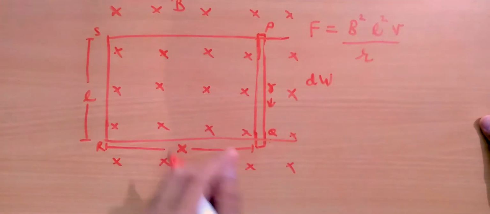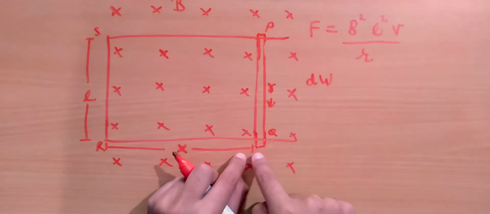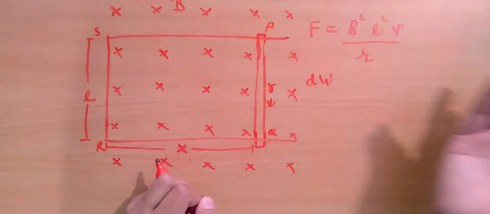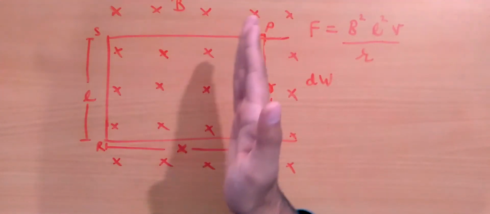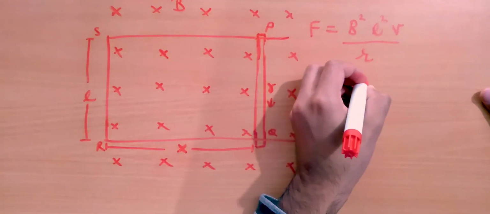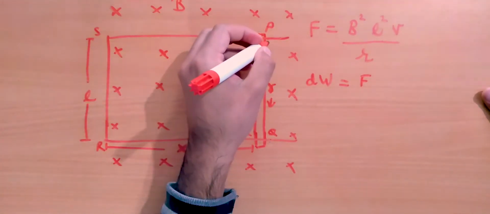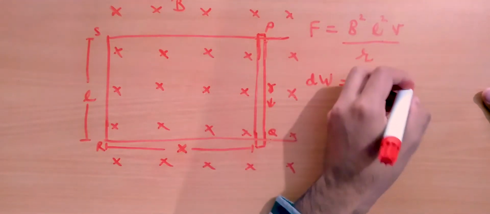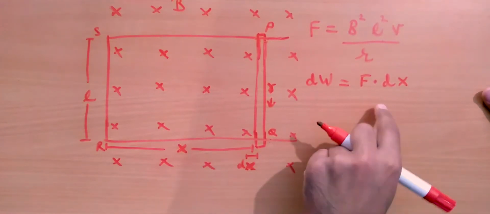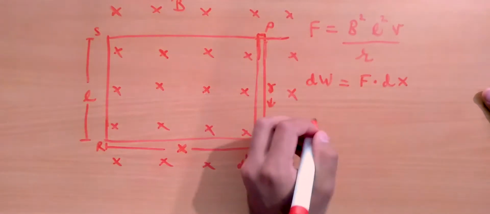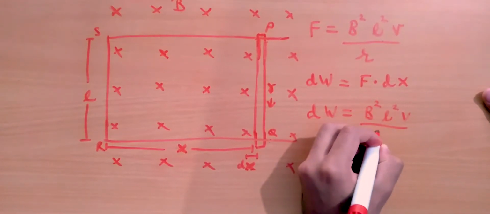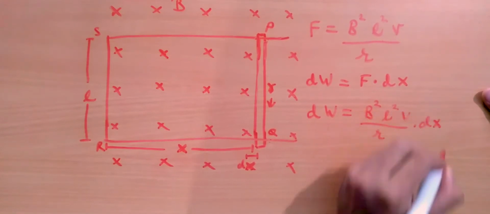So what is that small amount of work done? dW, or let's say I move the rod from this position to this position. I just displace it slightly, a small displacement, let's call that dx. So by doing a small displacement dx, I do some small work dW, and to find that work dW, I multiply the constant force that I need to apply times the small distance that I move, dx, right? Now what is the force? This thing is the force, so I can say dW equals B squared L squared v upon R multiplied by dx, right?